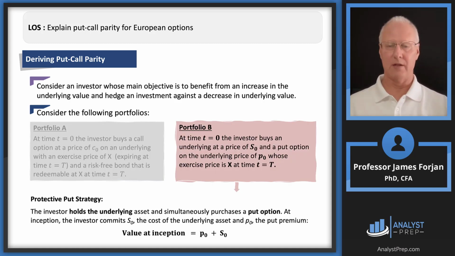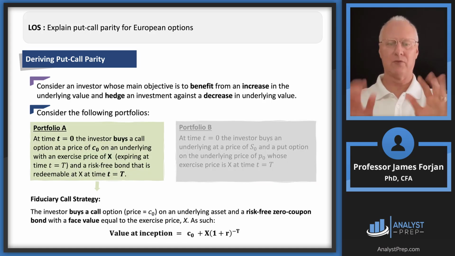Now, let's go ahead and look at portfolio B. This is the left-hand side of the equal sign. We're going to buy the underlying stock, and we're going to buy a put option, and the lowercase and uppercase t's have to be identical. So portfolio A and portfolio B, this is what I was saying.